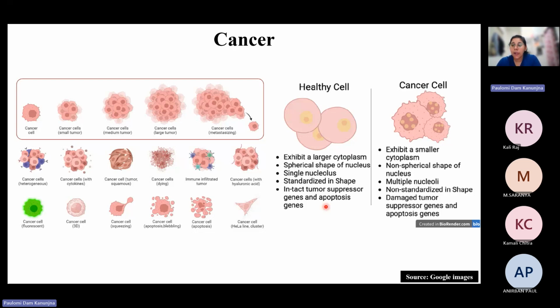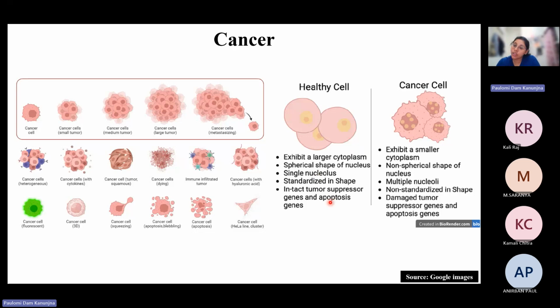So see here, this one compares and contrasts the healthy and the cancerous cell. In healthy cells, look at their cells. There's a good larger cytoplasm. They have a spherical shape, a nucleolus, and if you look into the genes of the cells, you will see that the tumor suppressor genes are intact and the apoptosis genes are intact.